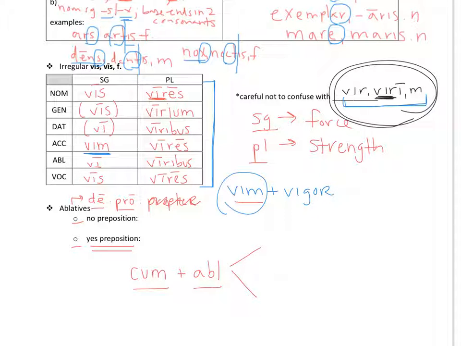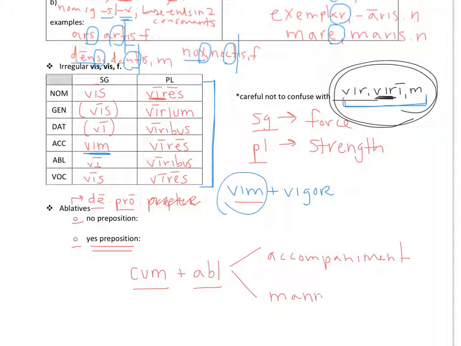Now, one of them you've already learned, so this isn't going to be too tricky. The first one is accompaniment. So if I say that I am going to the store cum amico, with my friend, then that amico is going to be ablative because it is accompaniment. Okay? Now the second use of cum plus the ablative is what is called manner.